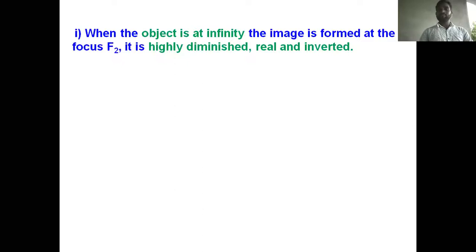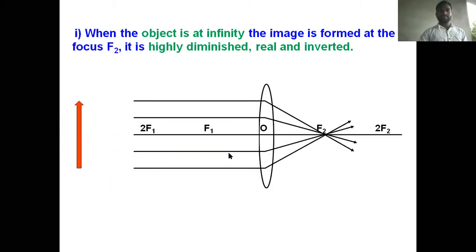Different positions you may observe in this. So first condition in the convex lens: when the object is at infinity, look at this diagram, the object is kept or placed at infinity and the image is formed at focus point f2.